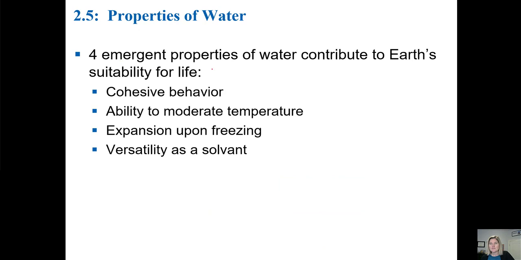We call those emergent properties. They contribute to Earth's suitability for life. And we're going to go through four of them. We're going to talk about how water is cohesive, how water is able to moderate temperature, how water expands when it freezes, which is actually really unusual for a molecule, and we'll talk about its versatility as a solvent.